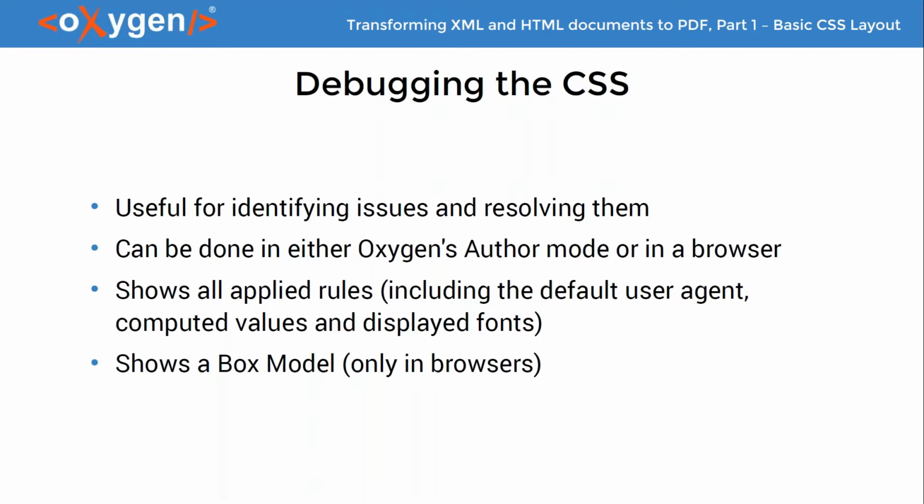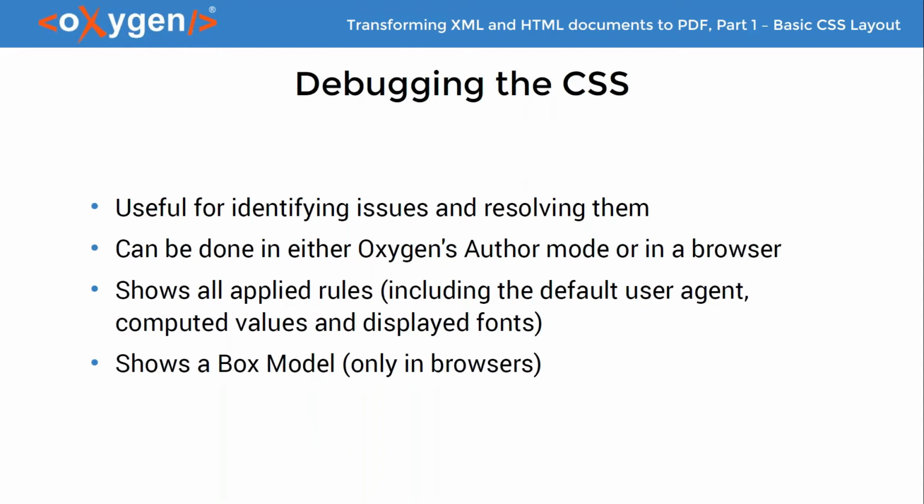Before we start directly in the document, a little reminder for people who are not aware of this in Oxygen: you can debug the CSS. What we call debugging the CSS is really useful for identifying why a rule is not applied in your document, to see if there is another rule overriding it, or if the rule is not correctly written, etc. You can do it both in Oxygen's Author mode and in your web browser.